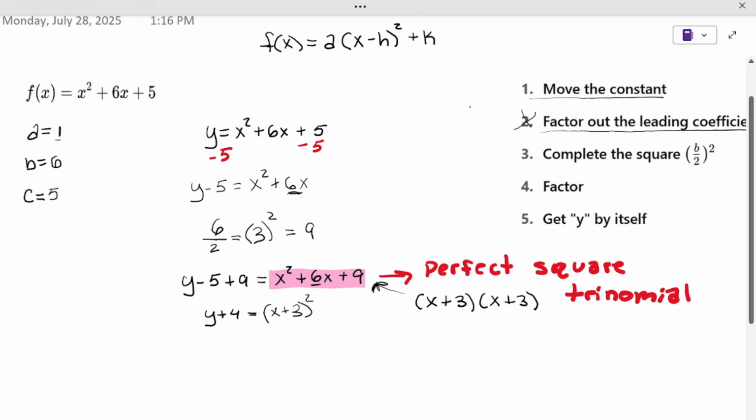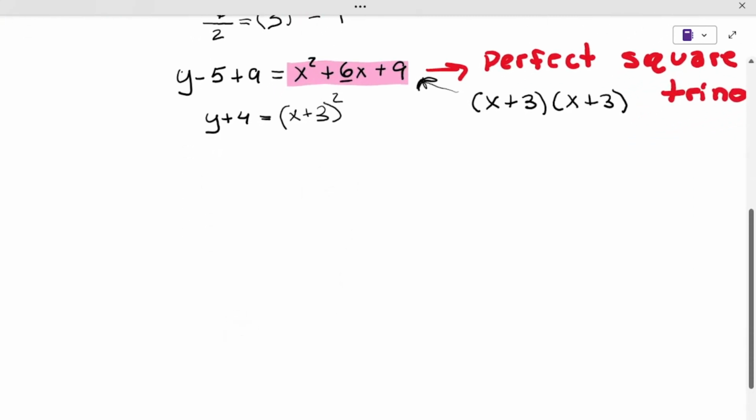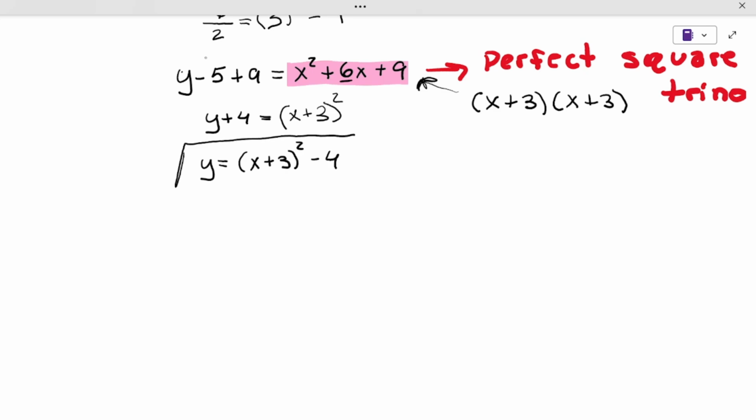It looks really close to what we're trying to get up here with our vertex formula. The only thing is that we just need to get f of x, or this y value, by itself. So in order to do that, we just subtract 4. Y equals x plus 3 squared minus 4. And boom, that is our answer in vertex form.